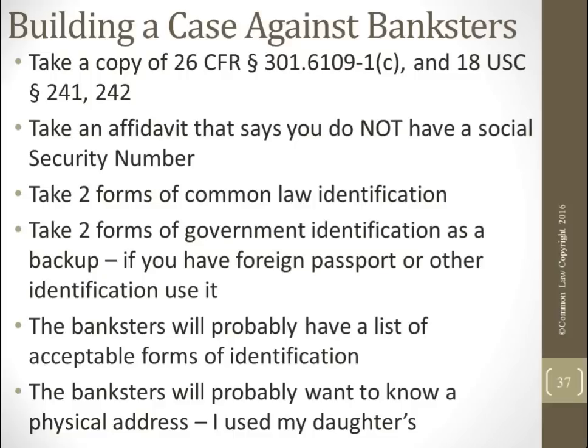The banksters will probably have a list of acceptable forms of identification. The banksters will probably want to know a physical address. I used my daughter's, okay? I have a mailbox that I've used for decades. They've recently been arbitrarily shutting down bank accounts because I refuse to give them a physical address. So now I use my daughter's. Another thing you can do is tell them you travel a lot. Rent a hotel room. Give them the hotel room's address. I do that. Anyways, you can, or a friend, give them a friend's address. I mean, they just want a physical address. It's going to show on their computer that it's not a commercial address. Okay. And so there's ways of dealing with that.